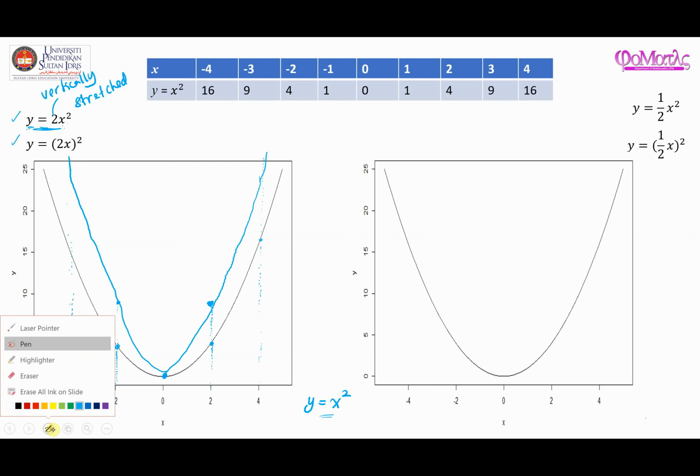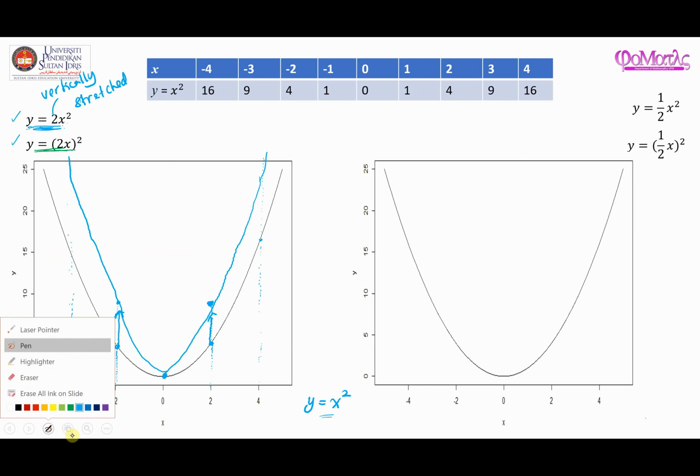Anyway, let's move on to the next function, 2x squared. Oh yeah, before that, I hope you can see that this original point here is stretched vertically. So this point is also stretched vertically. So that's the idea of this one being vertically stretched.